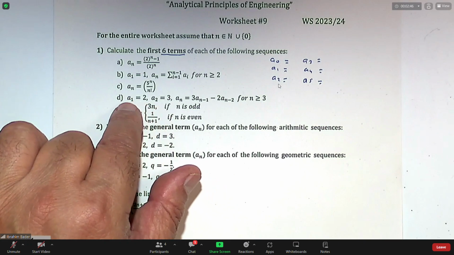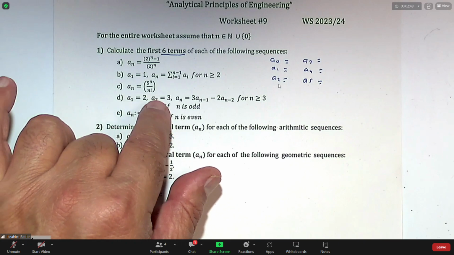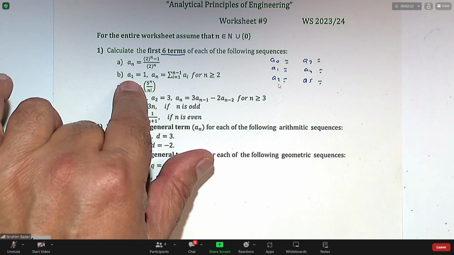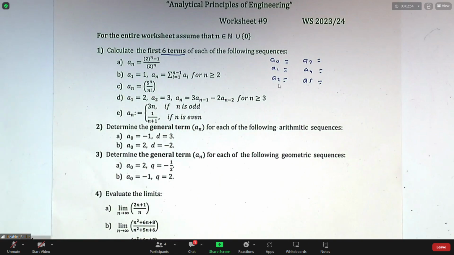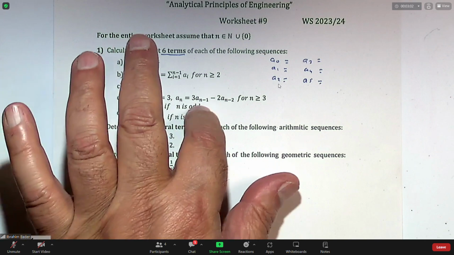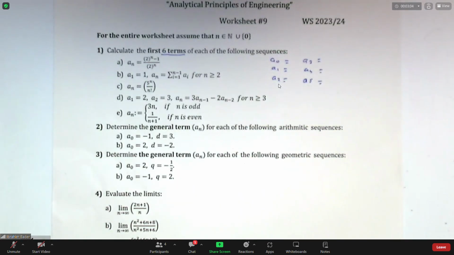That means the first element is given, the second is given. Of course, here you need to evaluate A1 up to A6. So you evaluate the terms starting at A3 using the previous terms: 3 times the previous one next to the left, and then the previous to the previous.